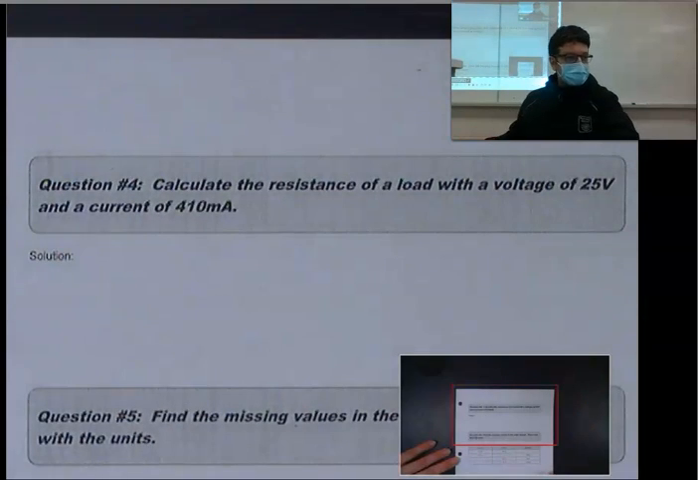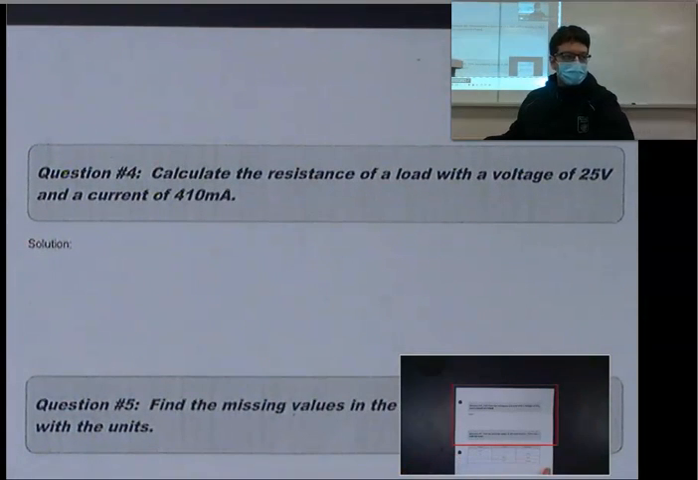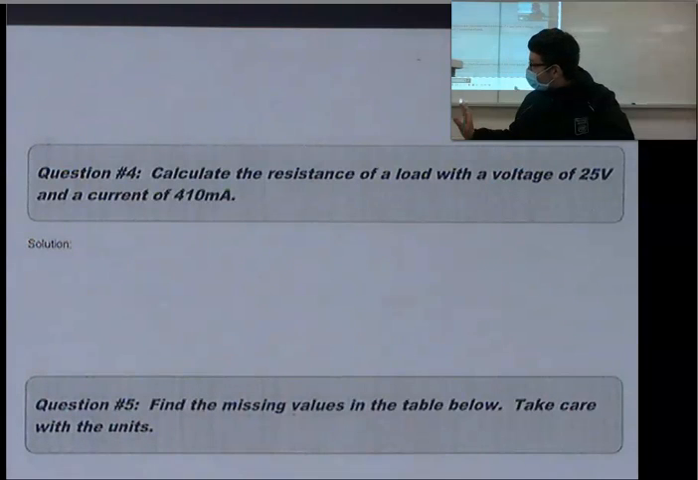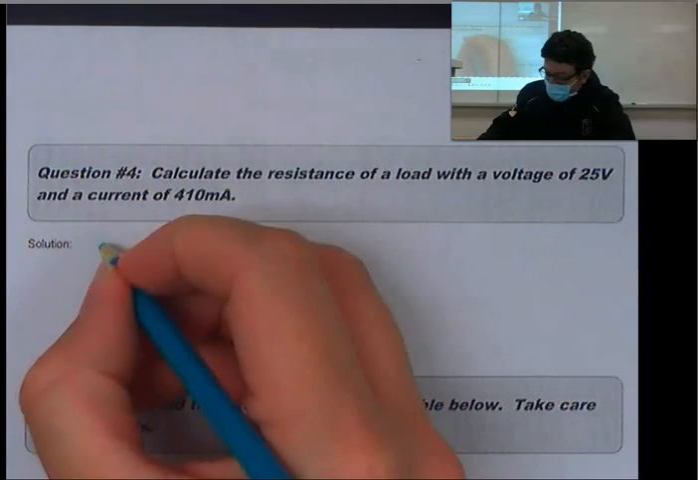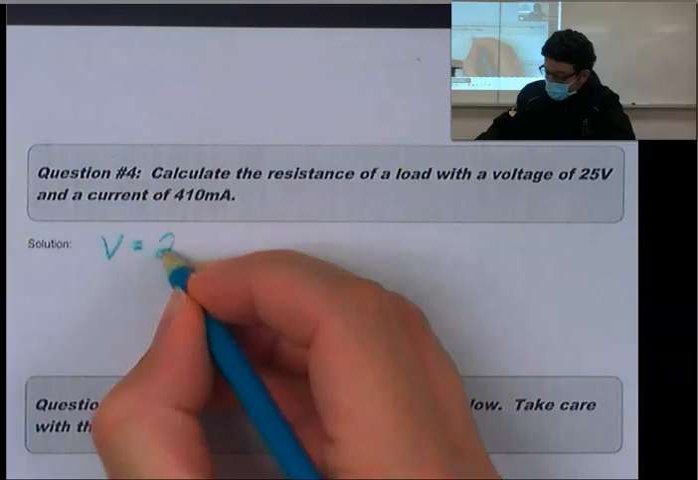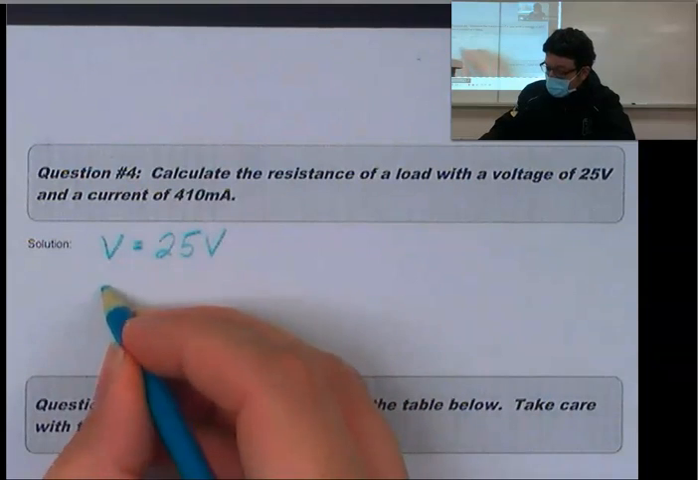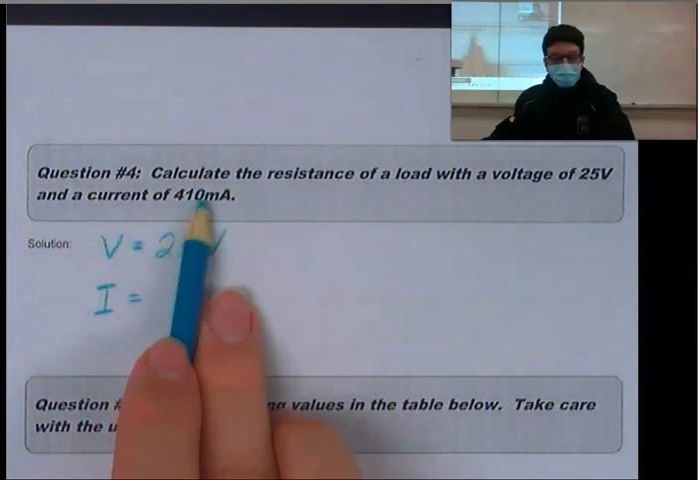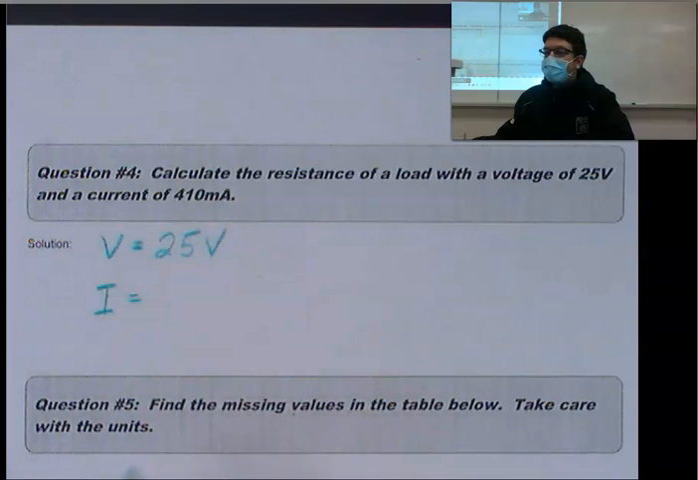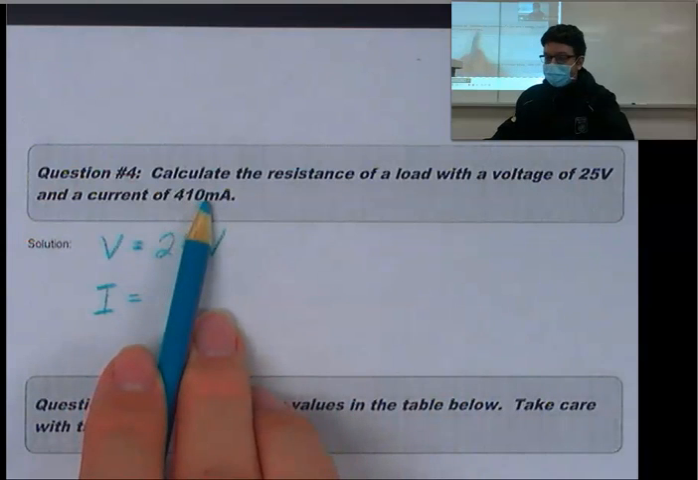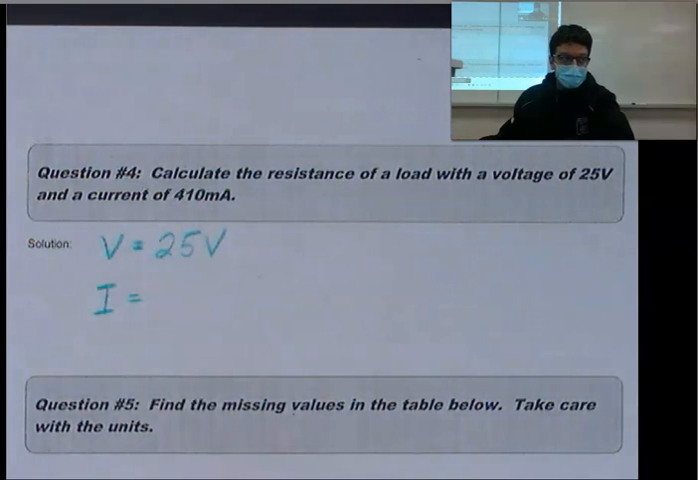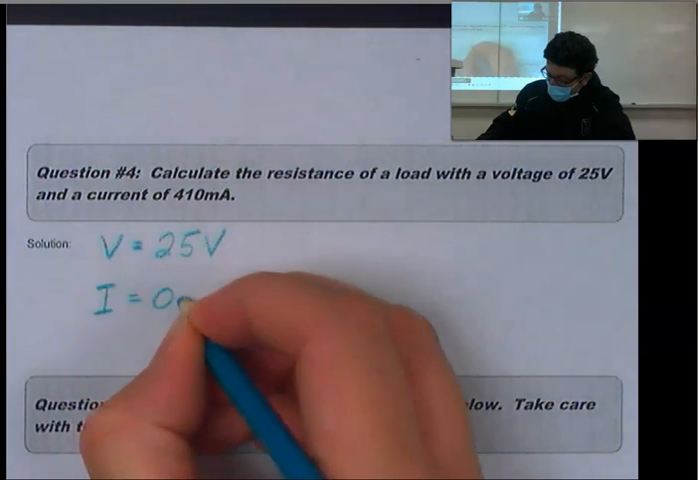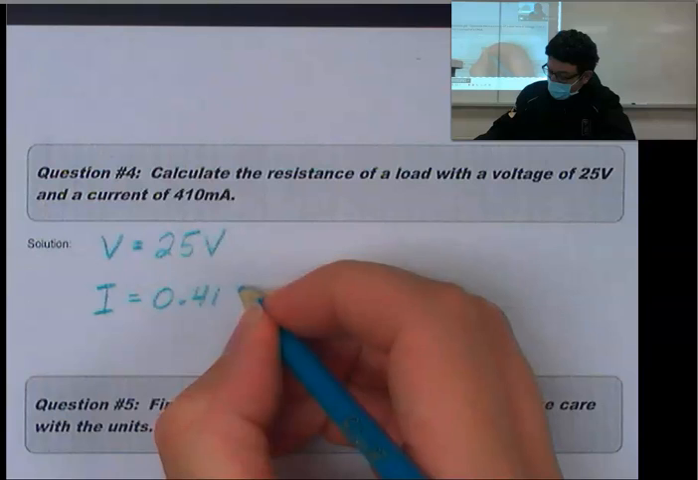Calculate the resistance of a load with a voltage of 25 volts and a current of 410 milliamps. So let's write what we know. The voltage is 25 volts. And the current, remember we label current with the capital symbol I. It's 410 milliamps. But when we plug our units into Ohm's law, we want to have the base unit, so we need to convert milliamps to amps. That's why we practice doing that. So this is going to be 0.41 amps.